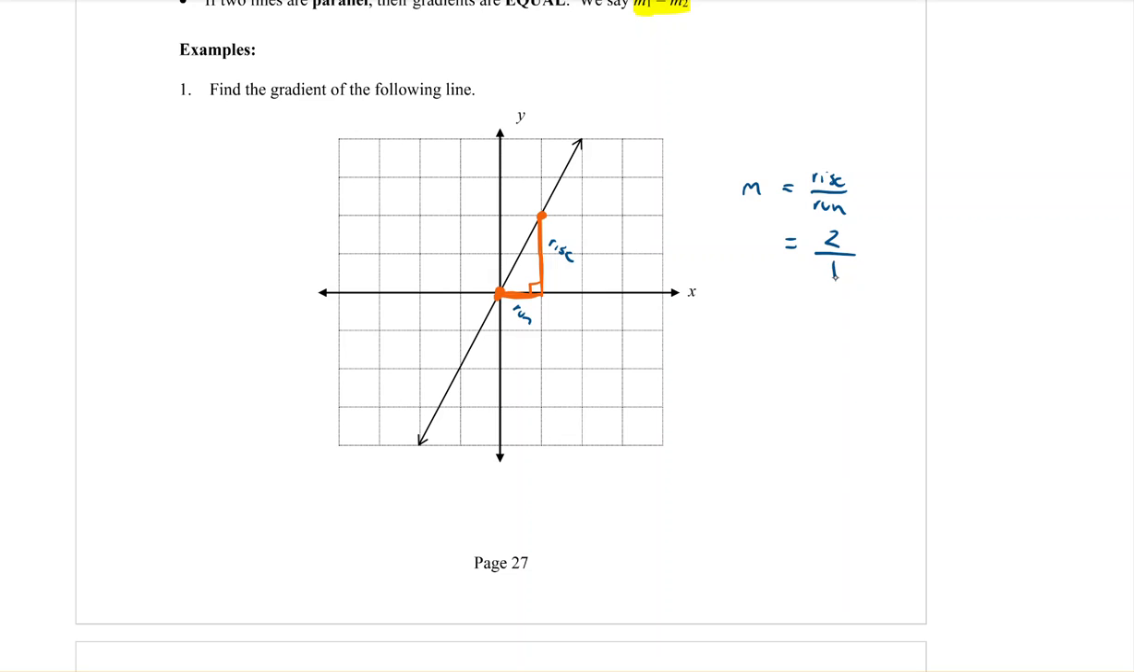Always do a check for the uphill and downhill. Is that an uphill sloping line or a downhill sloping line? Up, which means it's going to be positive. Okay, so if it's positive, that's good, because those numbers are all positive. So 2 divided by 1 is equal to 2. My gradient is equal to 2. That's done.